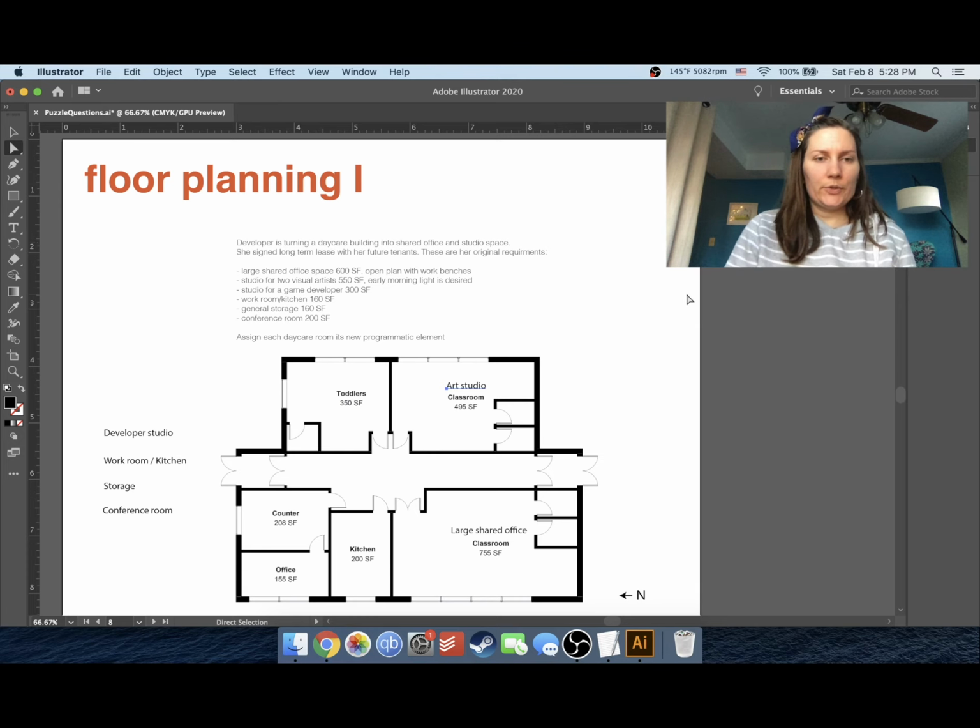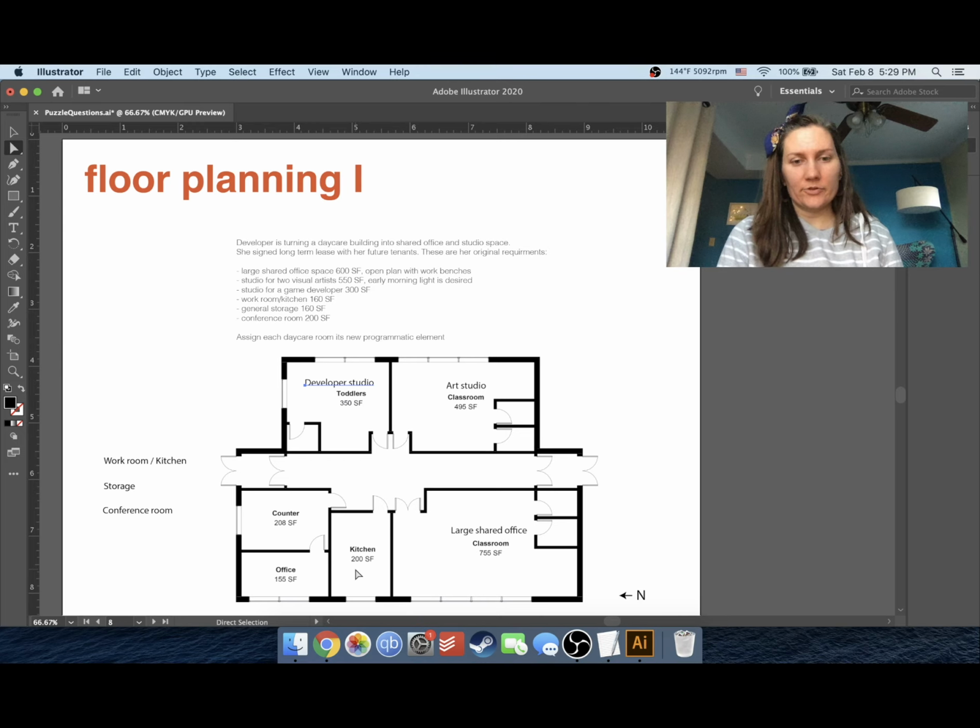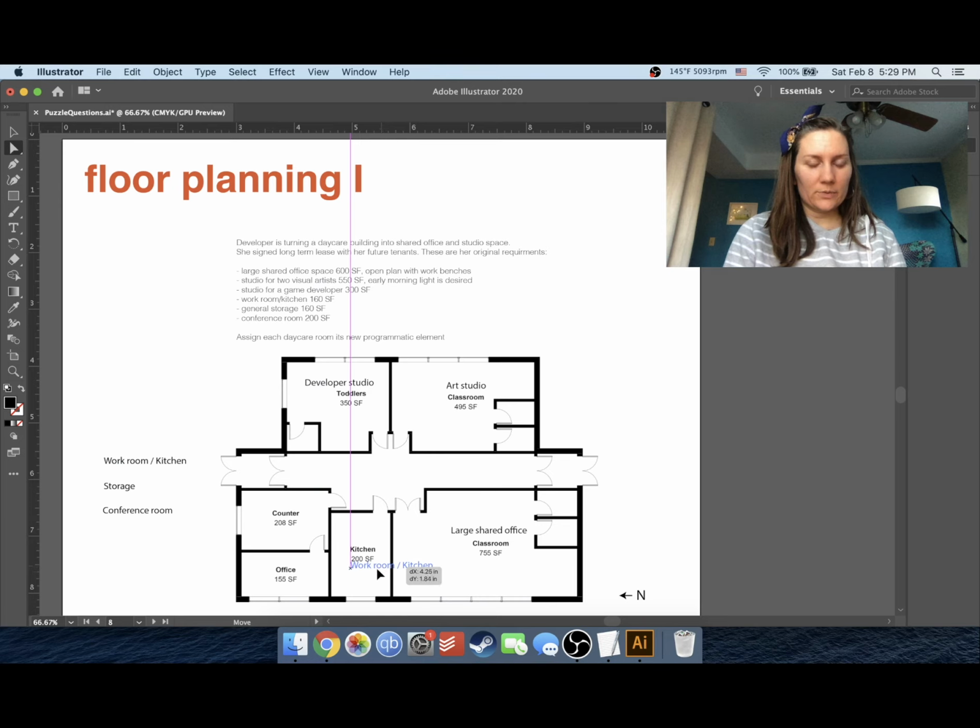Then studio for a game developer, 300 square feet. Looks like the closest thing is this, toddlers. So let's put this room here. Now we have workroom, kitchen, 160. Well, we already have a kitchen here that probably has all the infrastructure in there, even though it's quite a bit bigger than what we need by like 40 square feet. That should be okay.